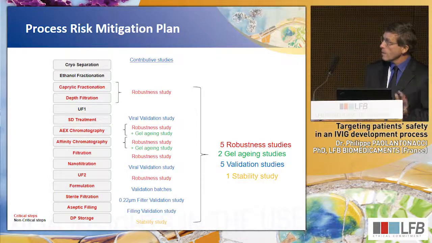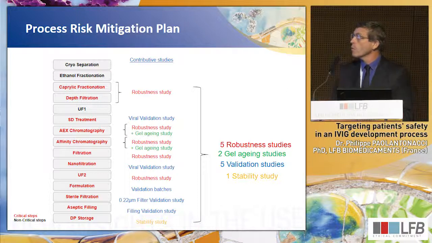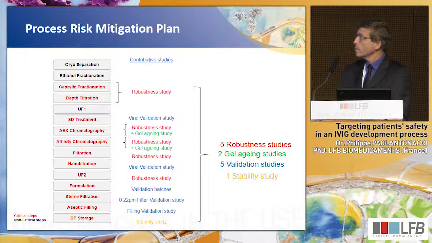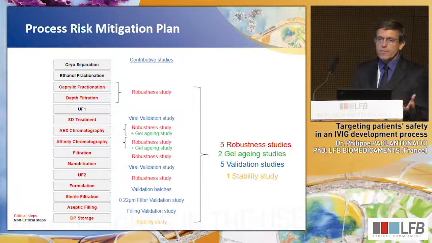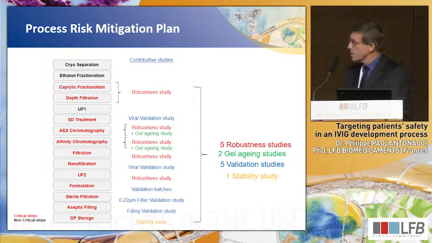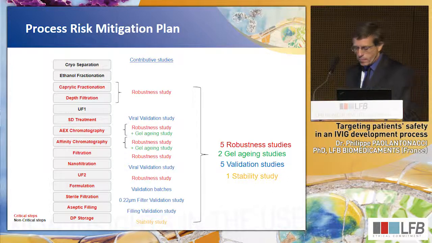The conclusion of this analysis was to draw up the mitigation plan with specific studies. These were mainly robustness studies for the purification process steps, also for the chromatography step, gel aging studies, then specific validation studies, for example for viral validation and process validation, and the last item was the stability study to document the stability of the final product.